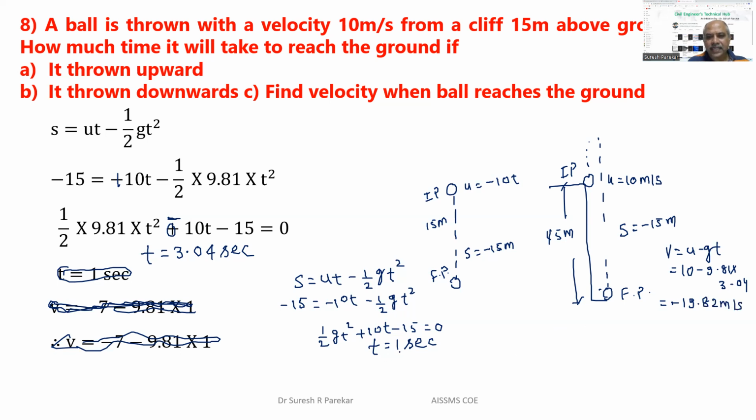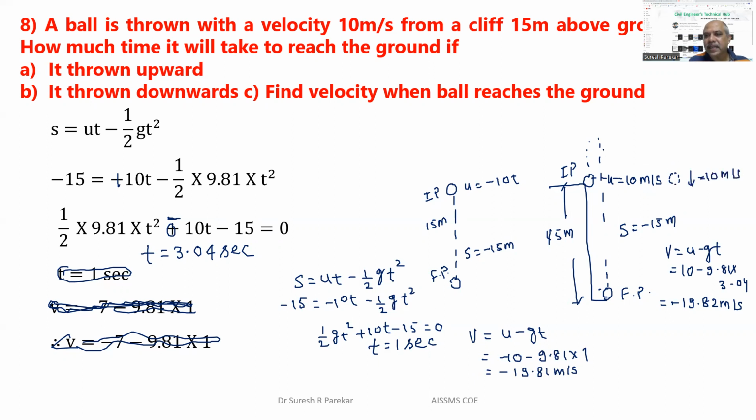Now in this case, for 1 second, we have v equal to u minus g t. Now u is minus 10, and g t we have minus 9.81 into 1. And we will get the same value, minus 19.8 meter per second. Because when the ball goes up and comes to the same point, at this point your value of u is minus 10 meter per second.